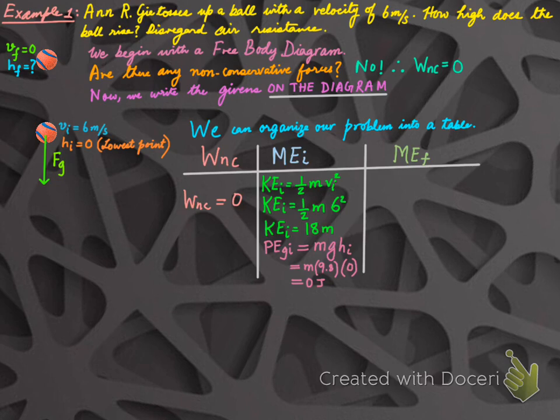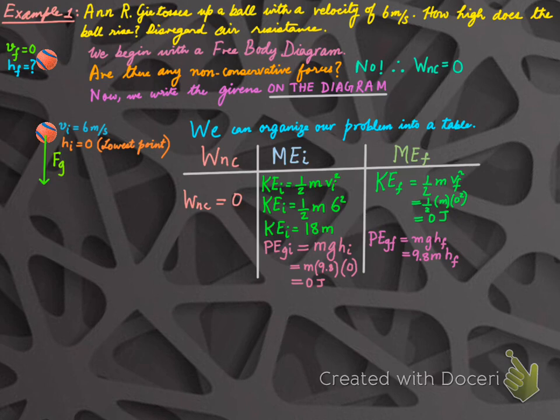Now let's turn to the final mechanical energy, the mechanical energy that the ball has at the top of its motion. So the final kinetic energy is 1/2 m v final squared. Now at the top of the motion, as we said before, the final velocity is 0. So the final kinetic energy is also 0. And the final potential energy, this time the height is not 0. So it's m g h final, and that is equal to 9.8 times m times h final.